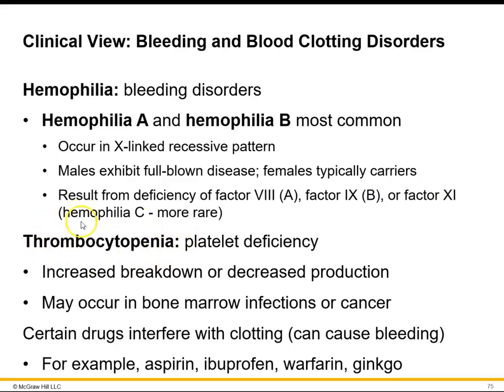Thrombocytopenia is a platelet deficiency, and you could be deficient in platelets for a number of reasons, but generally speaking, it's either going to be due to an increased breakdown of platelets or decreased production of platelets. And remember, this is a problem because platelets are involved in every phase of hemostasis. And then some drugs are going to interfere with clotting. For example, aspirin. Aspirin interferes with platelet function. And warfarin, we already talked about a little bit. Warfarin inhibits vitamin K, and that's going to affect factors 2, 7, 9, and 10.